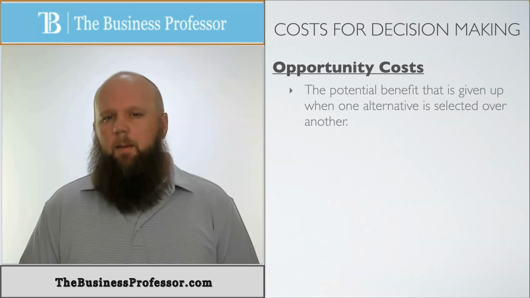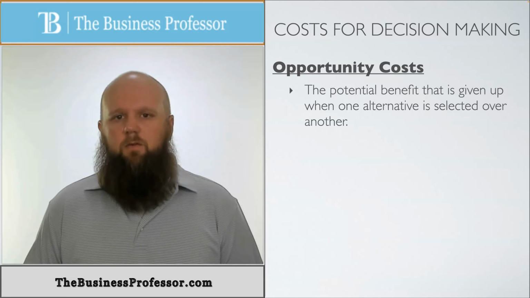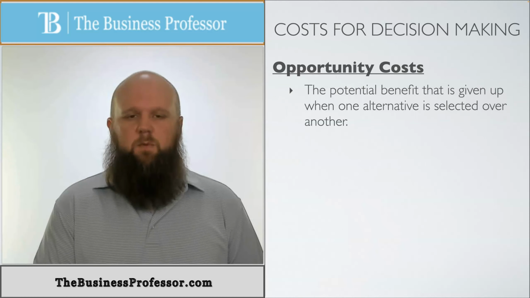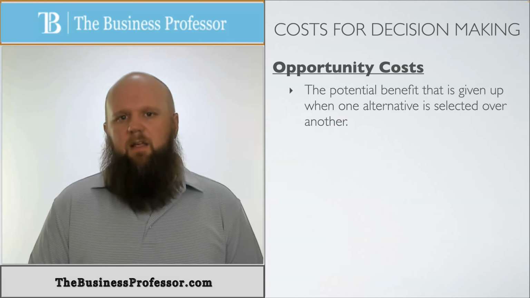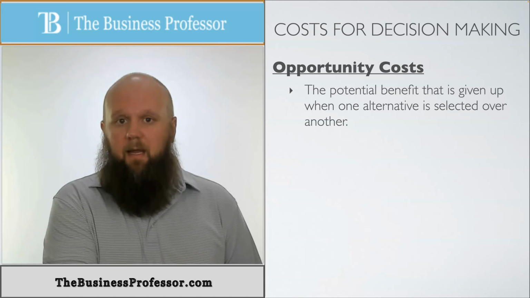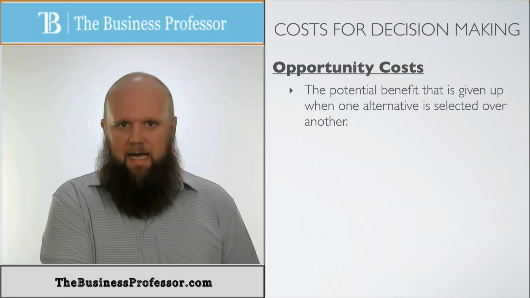The second one is opportunity cost. Opportunity cost is the potential benefit that is given up when one alternative is selected over the other. So it's not necessarily the direct difference between the two alternatives, but rather, if I were to pick B over A, what am I giving up in A? That is the opportunity cost. This is one of those areas that a lot of businesses need to focus on, but sometimes they don't because it's not upfront. What could you be doing with this if you chose this over that?